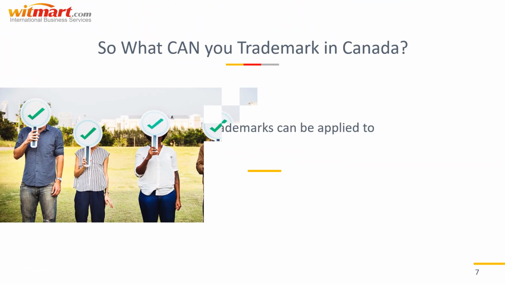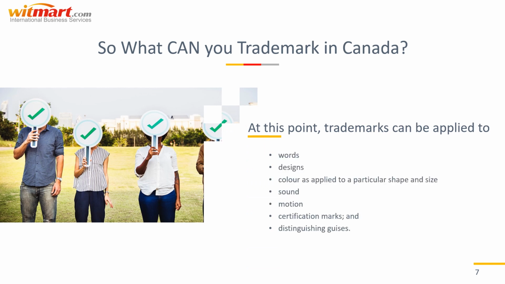So what can you trademark in Canada? At this point in time, trademarks can be applied to words, designs, color as applied to a particular shape, size, sound, motion, certification marks, and distinguishing guises. If you're wondering what a distinguishing guise is, we don't blame you. Weird name, yes. Complicated, not really.